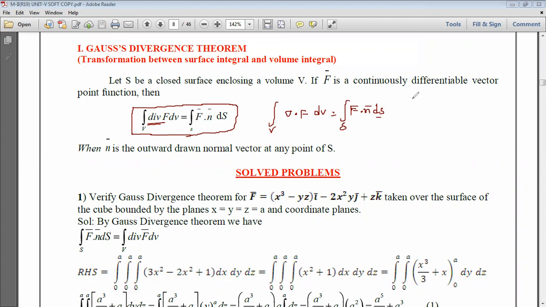So that's why I said if you are proficient in line integral and surface integral, obviously you can get Green's, Gauss, and Stokes easily. And the volume integral is here. Now let us go to the problems. So the Gauss divergence theorem is very important.